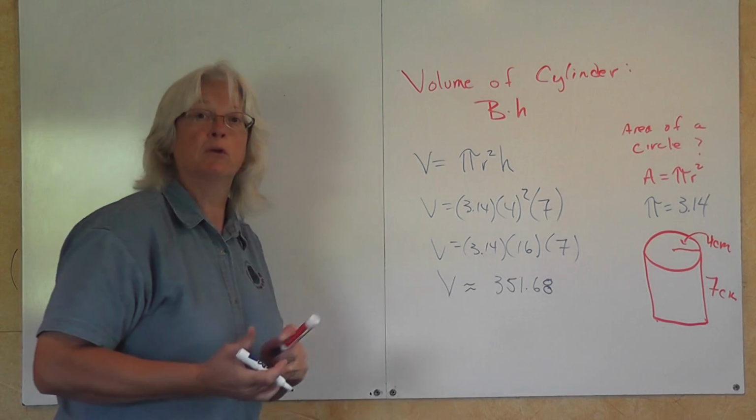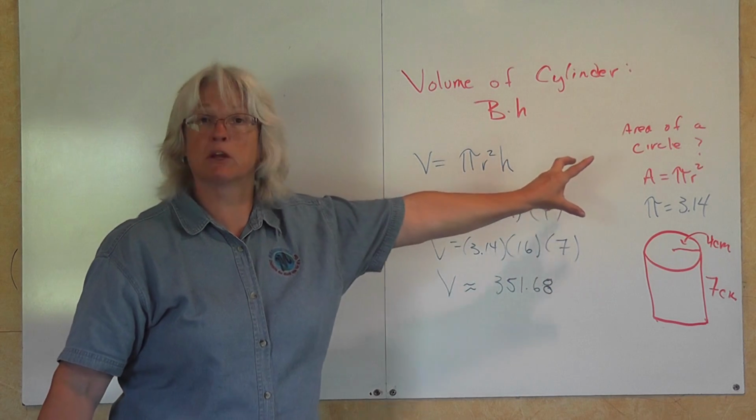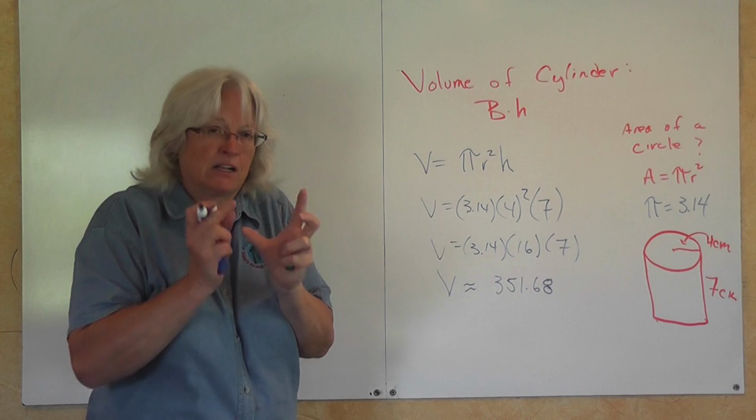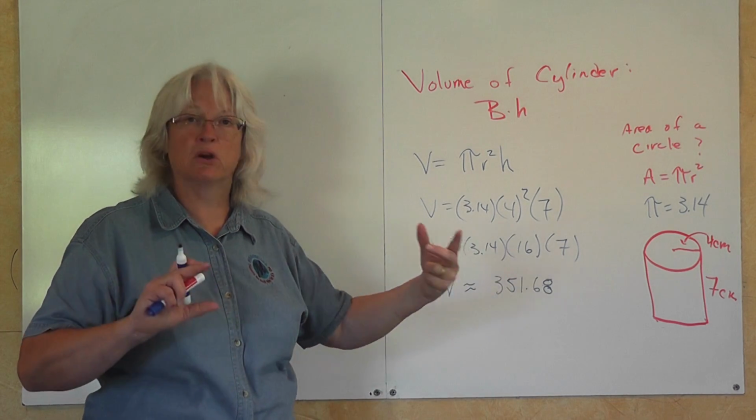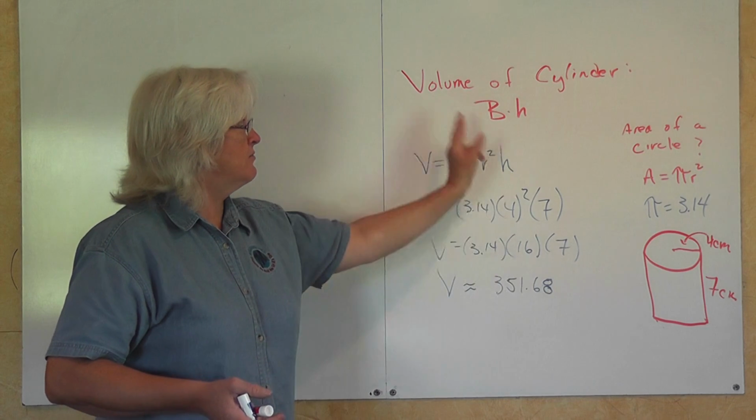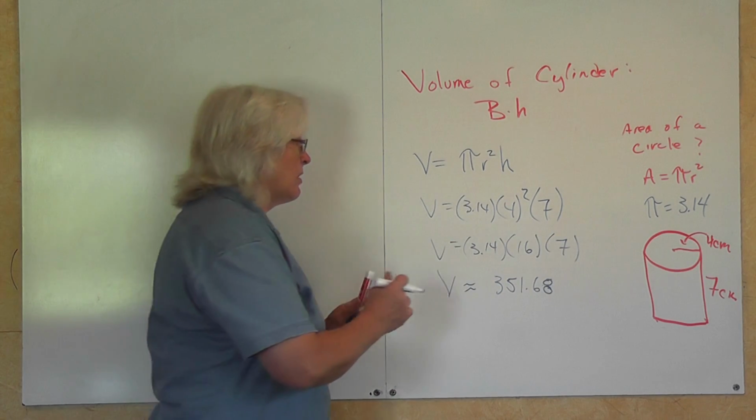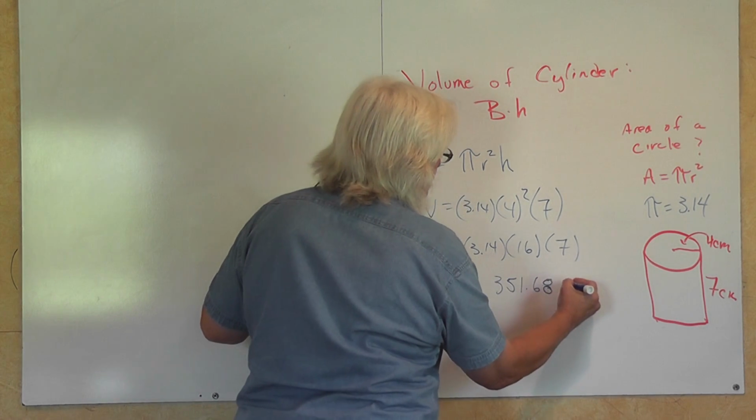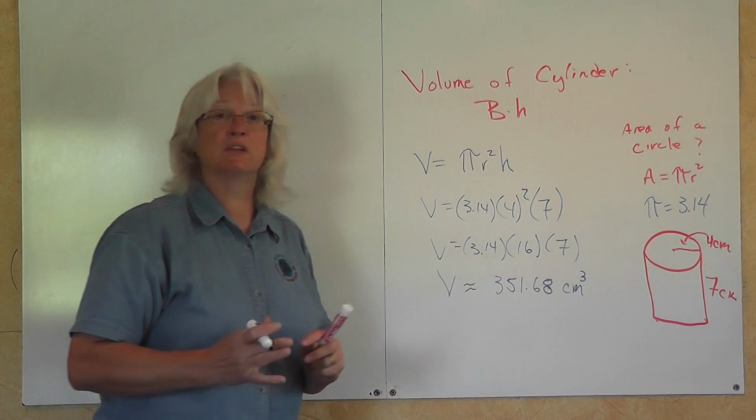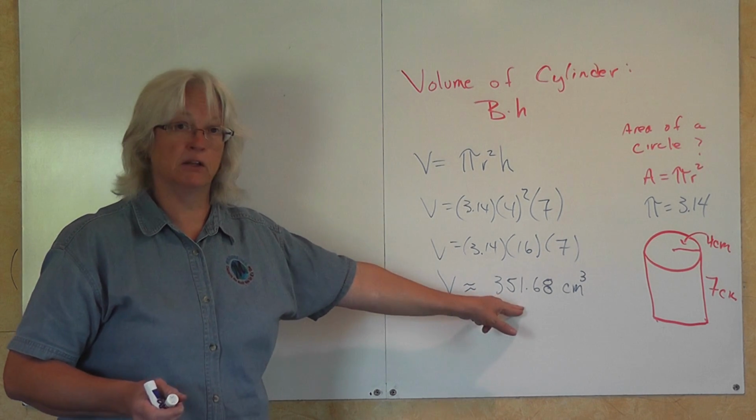Notice that I said the volume is approximately 351.68. That's because we're using an approximation for pi, so it's never exactly right, because you can't come up with an exact value for pi. Volume is always cubic units. The units that are being used here are centimeters. So it would be 351.68 cubic centimeters will be the volume of the cylinder.